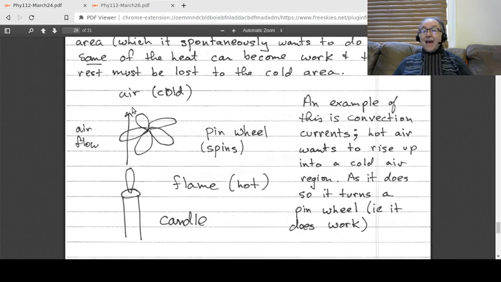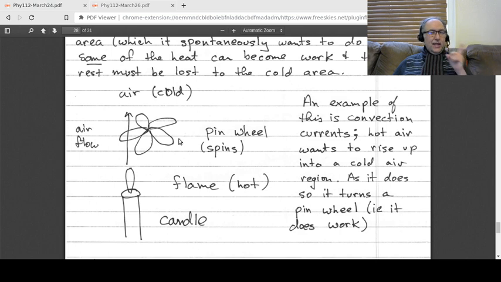In that flow, in that convection current, it turns around this pinwheel and causes the pinwheel to turn. So the flow of the air upwards from hot to cold will cause a pinwheel to turn. Is this an example where heat is doing work? Yes, it is. The heat, which is released from the chemical reaction as the wax burns, is turning into the work that is causing the pinwheel to turn.